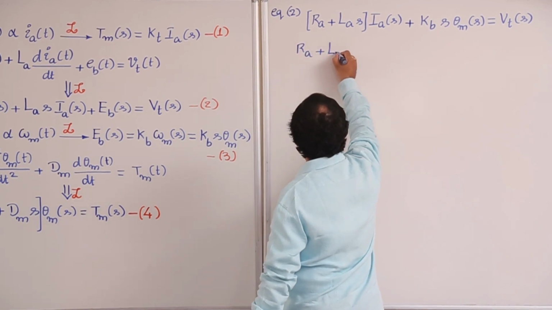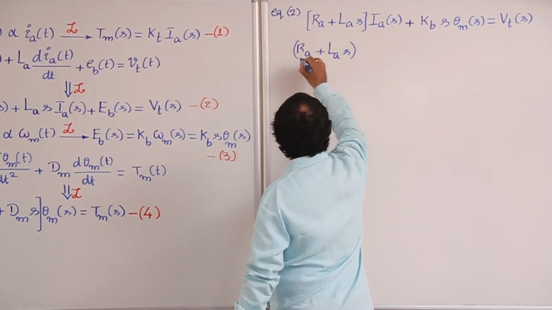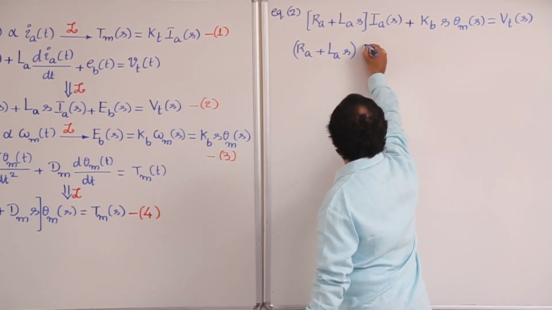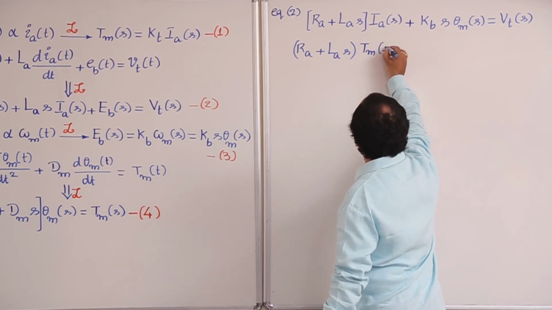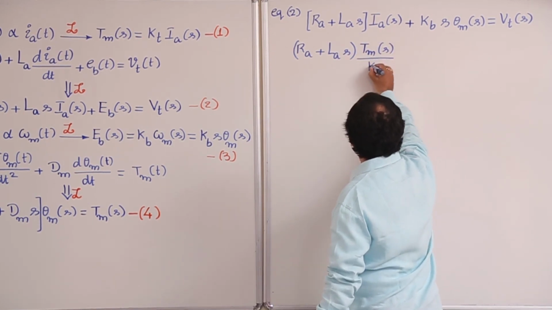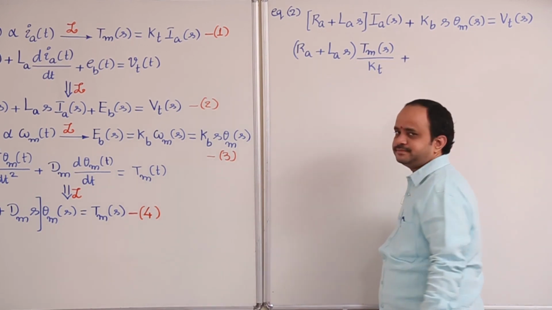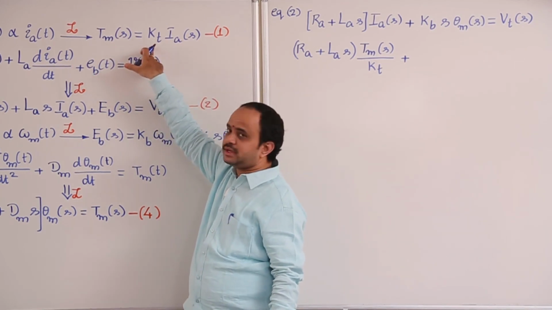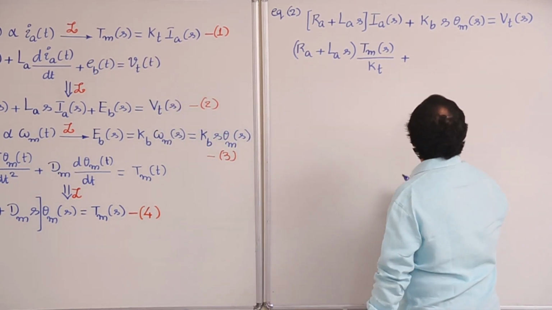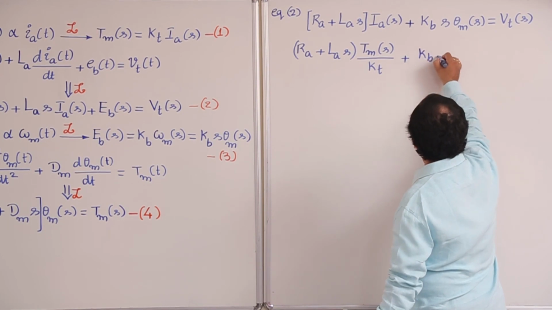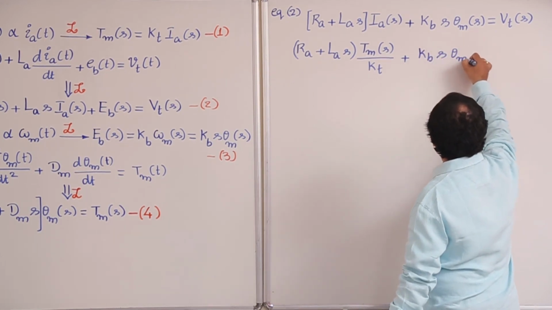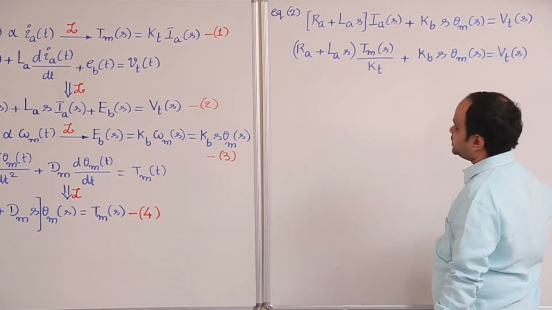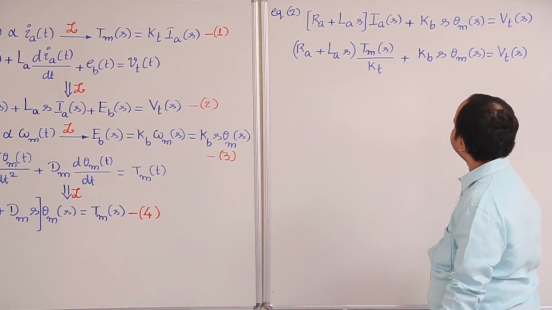Ra plus La into S. In place of Ia, we can write Tm of S divided by Kt. Equation number 1: Ia of S is equal to Tm upon Kt plus Kb into S into theta m of S. This is equal to Vt of S.